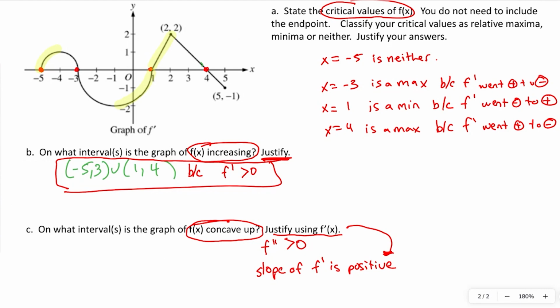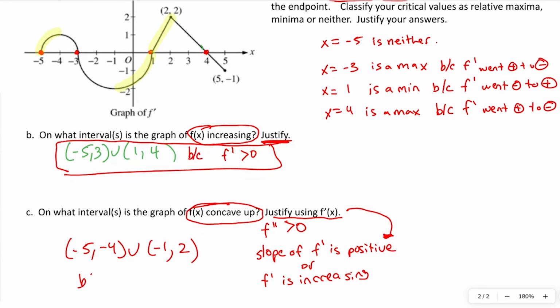So let's write these out. Or I guess another thing you could say is that f prime is increasing. So our two intervals are going to be from -5 to -4 and from -1 to 2, because f prime is increasing, or in other words, the slope is positive.